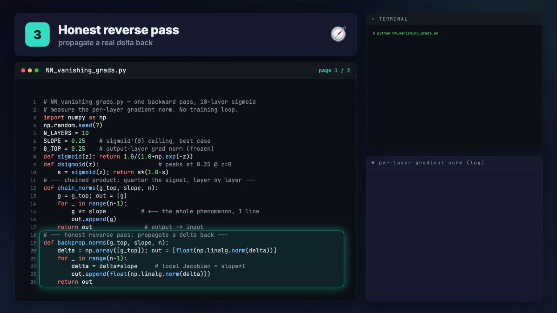Now the cross-check. Instead of trusting the chained product, we do an honest reverse pass: seed delta at the top, and propagate it back through each layer's Jacobian, taking the norm at every step. This is what a real autograd engine does. We keep both lists, chain norms and BP norms, precisely so we can assert they're equal. Two independent roads, same destination, or the figure is wrong.